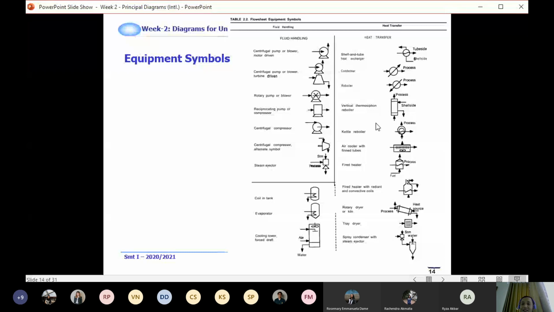So the fluid in here goes up, which means the temperature is already hot, and then it goes back into the system again. Okay, this is the kettle, and then the air cooled, and the fired heater.